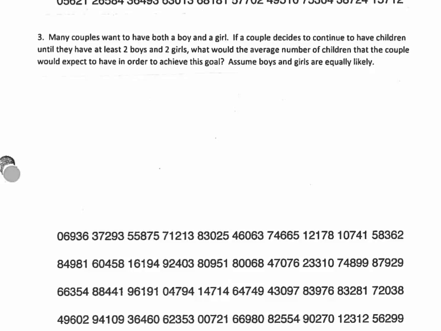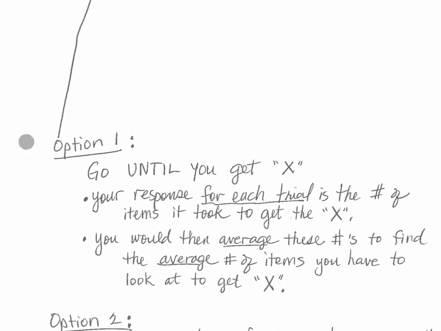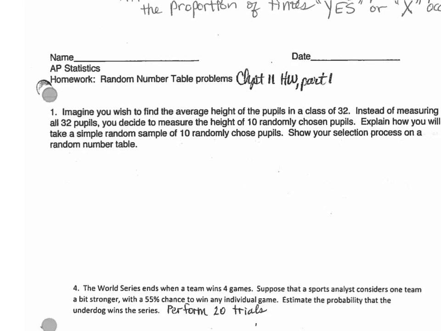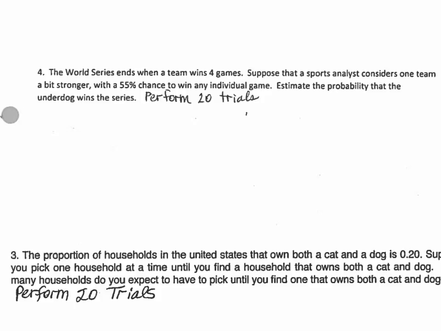Let me show you an example of when you would use 2 digits. When we end up doing our assignment, and I'll actually start you on this one, there's a problem where there's a 55% chance of winning something. You cannot represent 55% with just single-digit numbers. You can't say 1 to 5.5 because there's not a decimal.